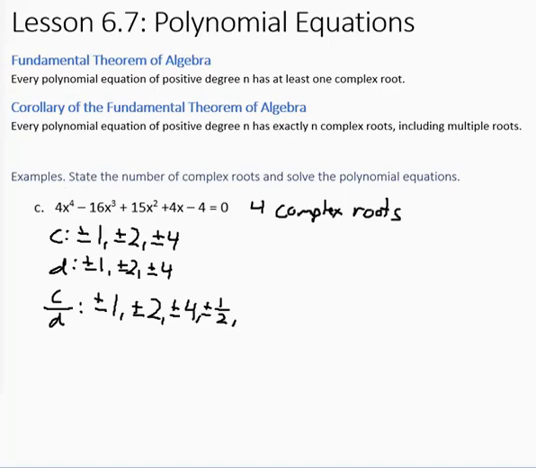I'm sorry, and I said these first ones wrong. I should be doing 1 over 1, 1 over 2, and 1 over 4. So I missed a 1/4 here.